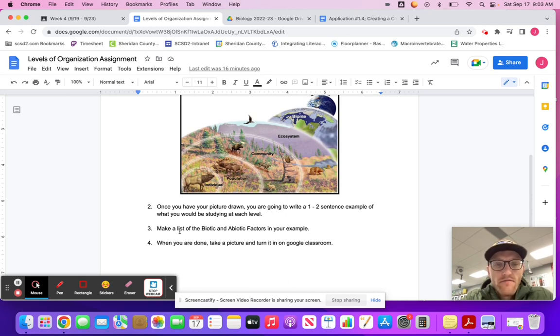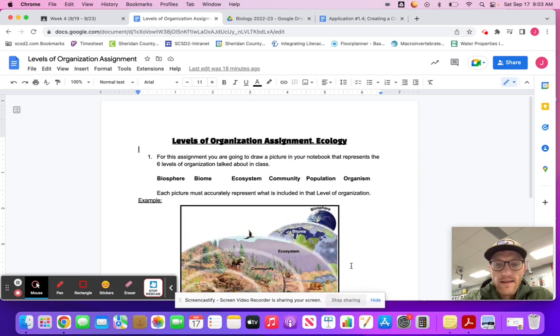Then the last piece of this is, after your explanation, just make a quick little bulleted list of all the abiotic and biotic factors. Now, again, right, once we get down below community, we're only looking at the biotic factors. Above, we're going to be abiotic and biotic, okay, so keep that in mind. Once you're all done, take a picture, turn it in. This is just going in your notebooks, use the colored pencils, all these things, make it pretty, but we only have one day to do this, okay, so don't dilly-dally. Okay, so that's pretty much it.